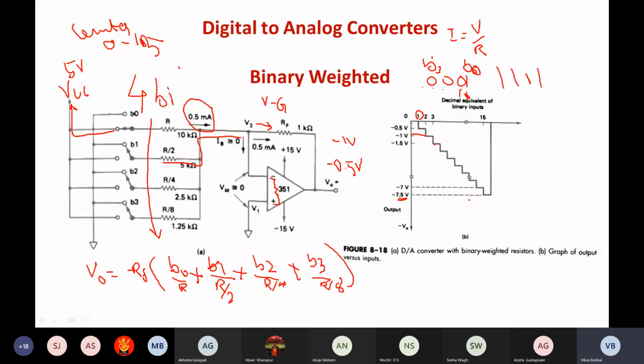So this is what your conversion goes, and the last step will be you need to join all these points, and once you join all these points you're going to generate a waveform like this, which will be your analog replication of your digital. Now this is what about your D to A converter using the binary weighted. Now the one major drawback or problem with this is it requires a very precise value of weighted resistors.